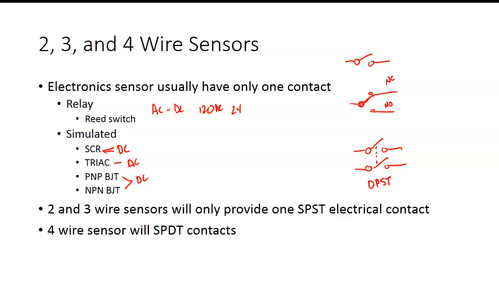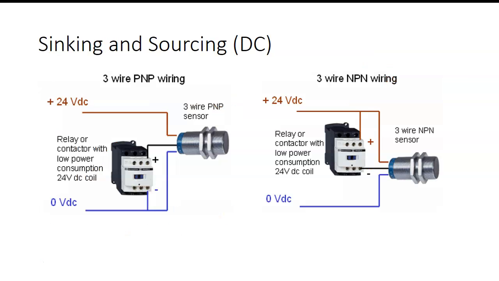Are we okay? Questions? So this could be a PLC. They're calling it a relay, but this could be a program controller, or here we're going to use relay lights. In DC, when we're dealing with these NPN and PNP sensors, we're very concerned on whether they're a sinking sensor or a sourcing sensor.